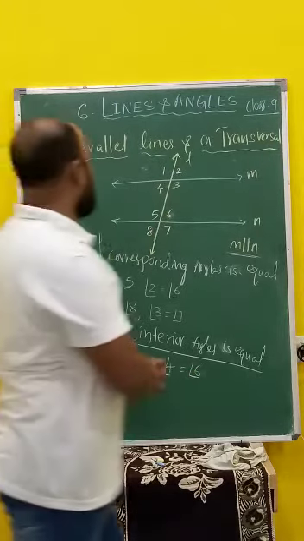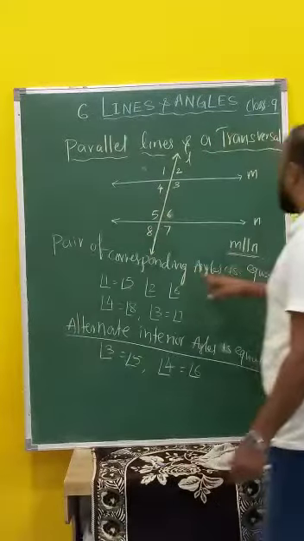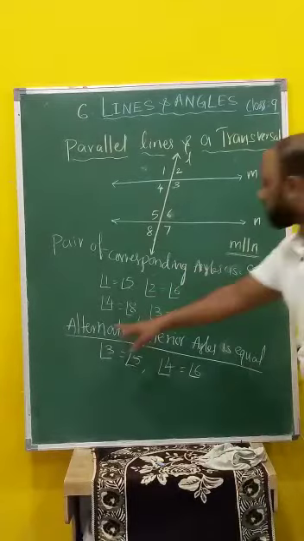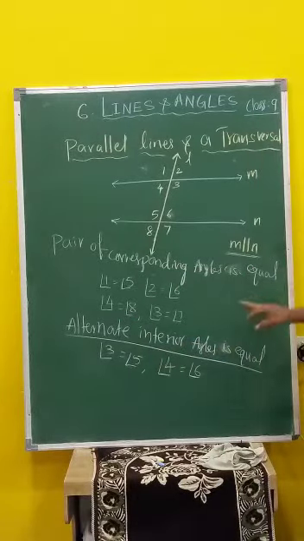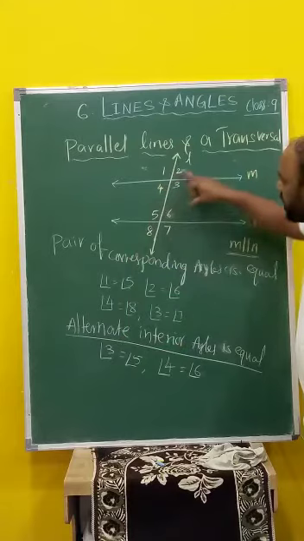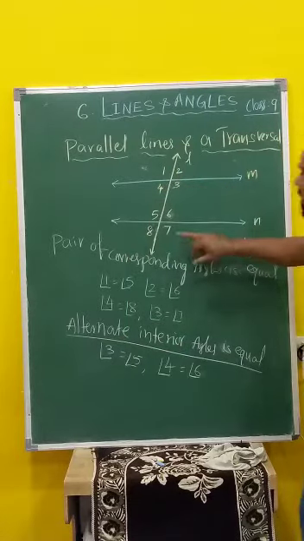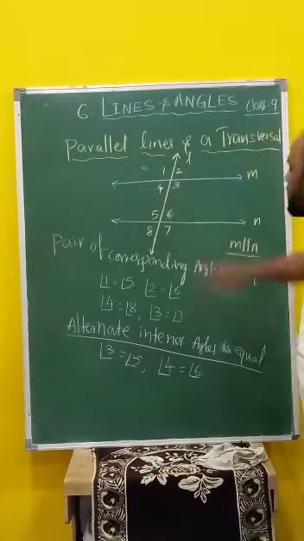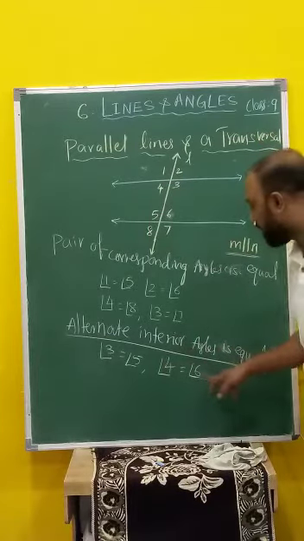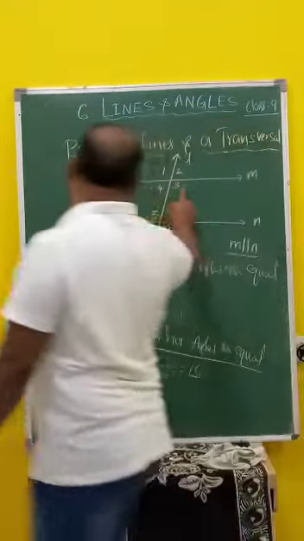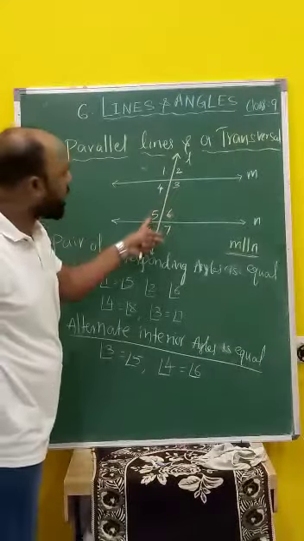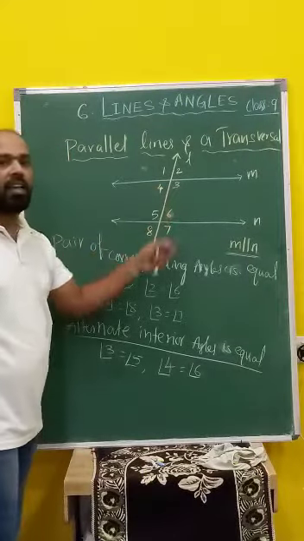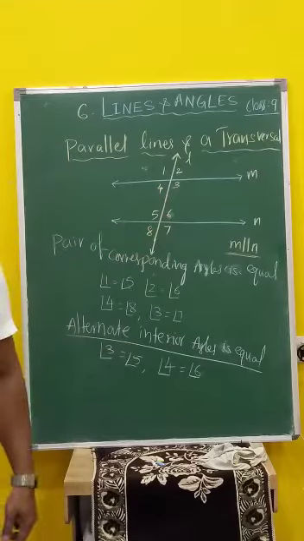Clear, children? Pairs of corresponding angles are equal and alternate interior angles are equal. 1, 5 and 2, 6 are both equal corresponding angles. Next, 4, 8. Next, 3, 7. Next, alternate interior angles, the inside ones: angle 3 and angle 5, angle 4 and angle 6.